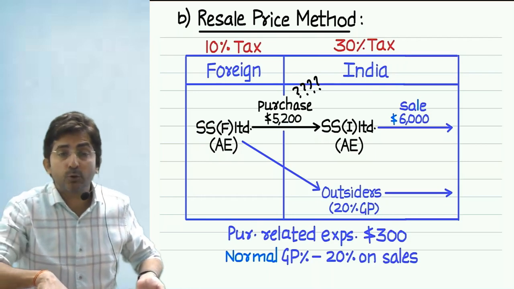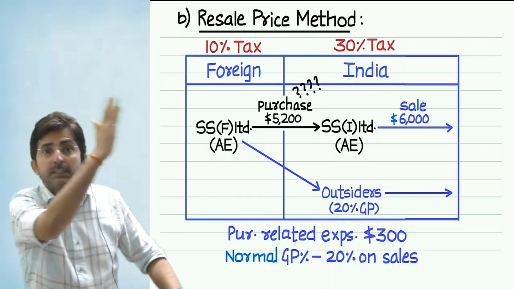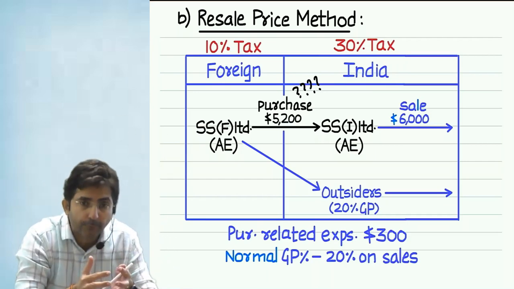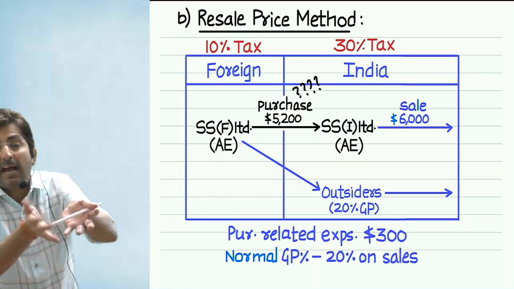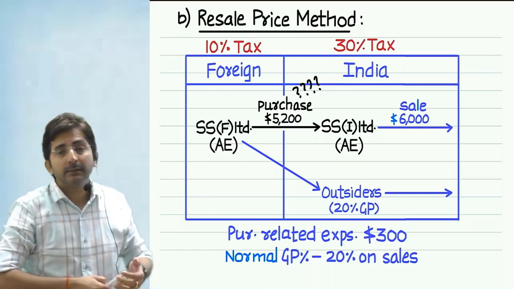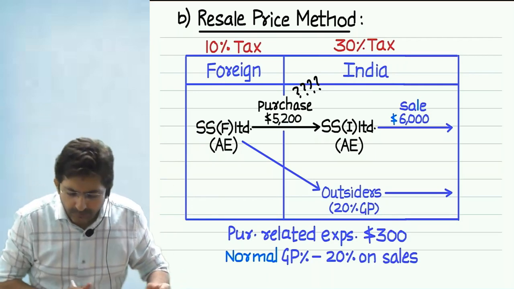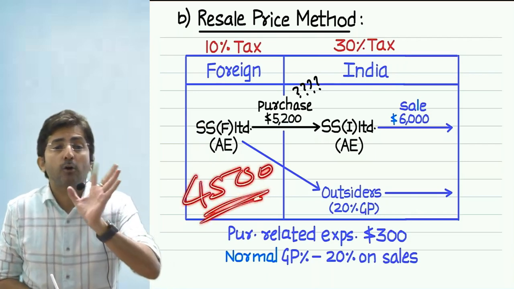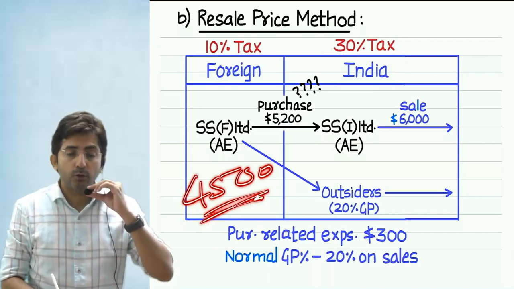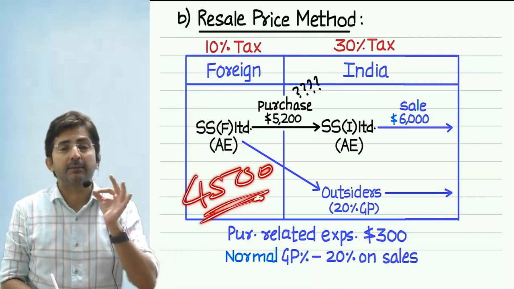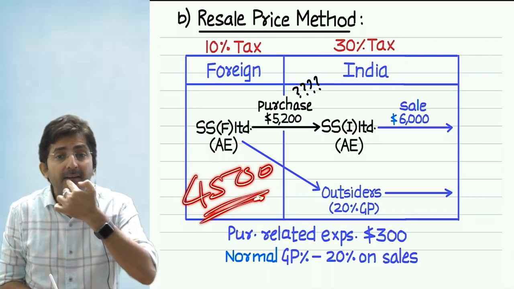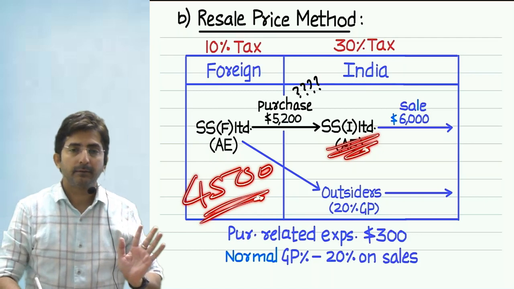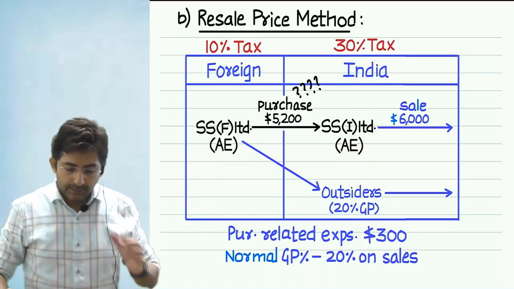What should Samsung India have done? They have excessively shown purchases of 5,200. Excessively showing expense means you are reducing the profit. So we add back by the difference. What is the difference between 4,500 and this? $700. So your conclusion should appear like this: the difference of $700 shall be added back to the net profit of Samsung India Limited. This is the final conclusion, and this is called the resale price method.